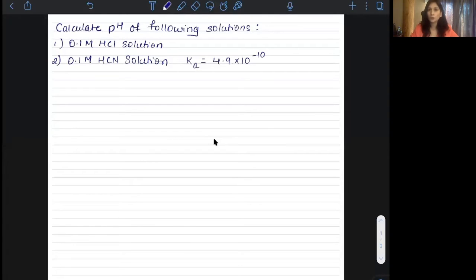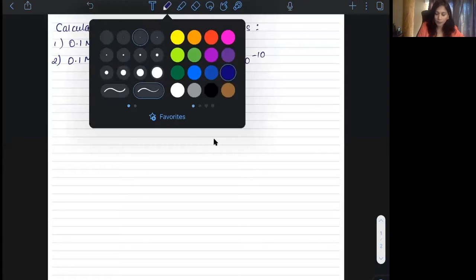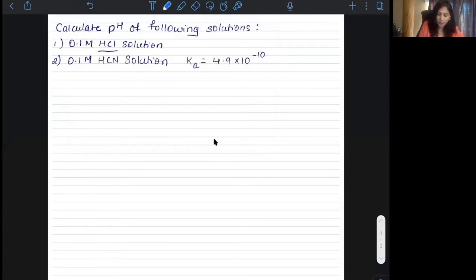The Ka value for this solution is also given to us. So let's start with the first one, HCl solution. When we are looking into this solution, we know that we are looking into a strong acid. And calculating pH for a strong acid is pretty simple and straightforward. We all know that to calculate pH for any acid, pH is equal to negative log of the hydronium ion concentration given by that particular acid.